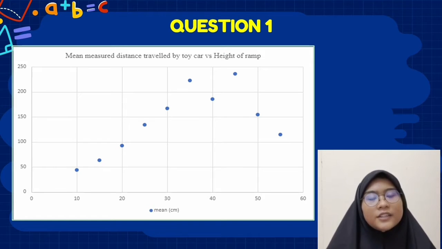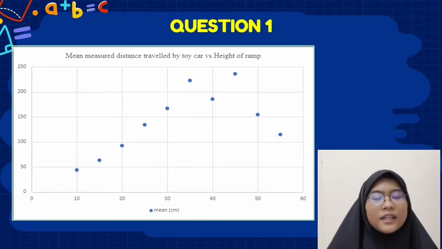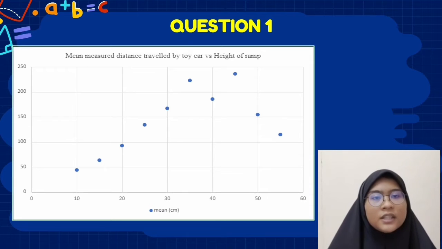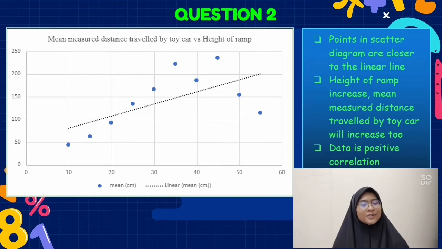As you can see in the slide below, that is the result of the scatter diagram that I've drawn using Excel. For the solution to question 2, I have to interpret the diagram that I've drawn using Excel, which is the scatter diagram from question 1. And I have to answer whether the scatter diagram exhibits a linear relationship for the two variables.